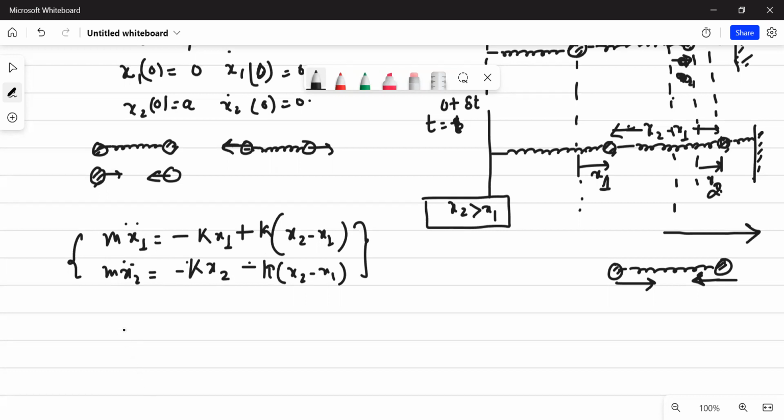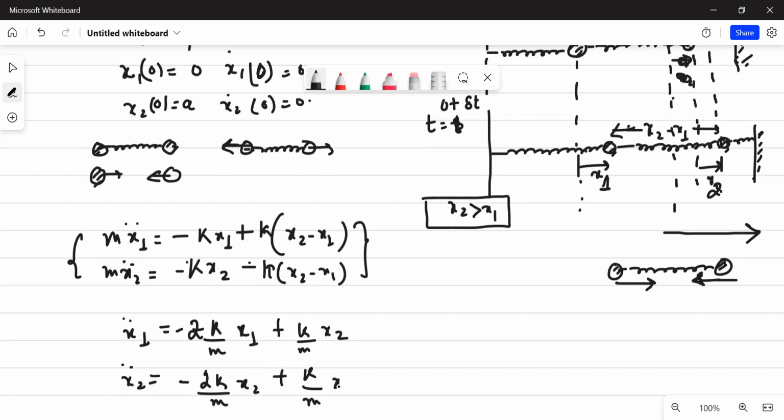Okay, so what it will be like, and I'll be giving it some signs, so that is something that we'll do later on. So x1 double dot would be equal to minus 2k upon m x1 plus k upon m x2, and then x2 double dot is equal to minus 2k upon m x2, and then plus k upon m x1. This is how I'm going to write. Is that clear? Till now, I think it is clear.